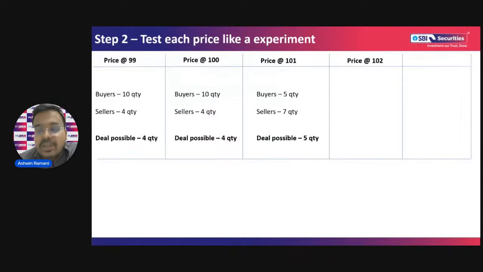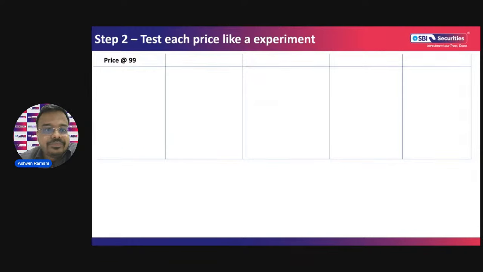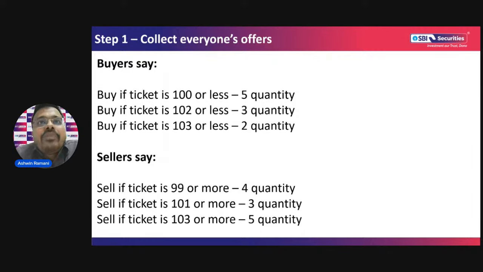नाउ लेट्स कम टू प्राइस 102 नाउ गाइस. ओके, now tell me, how many buyers would want to buy the ticket at a price of 102? Can anyone tell me the number? अगर 102 प्राइस रखा तो कितना टिकट्स buyers खरीद सकते हैं if you keep the price at 102?